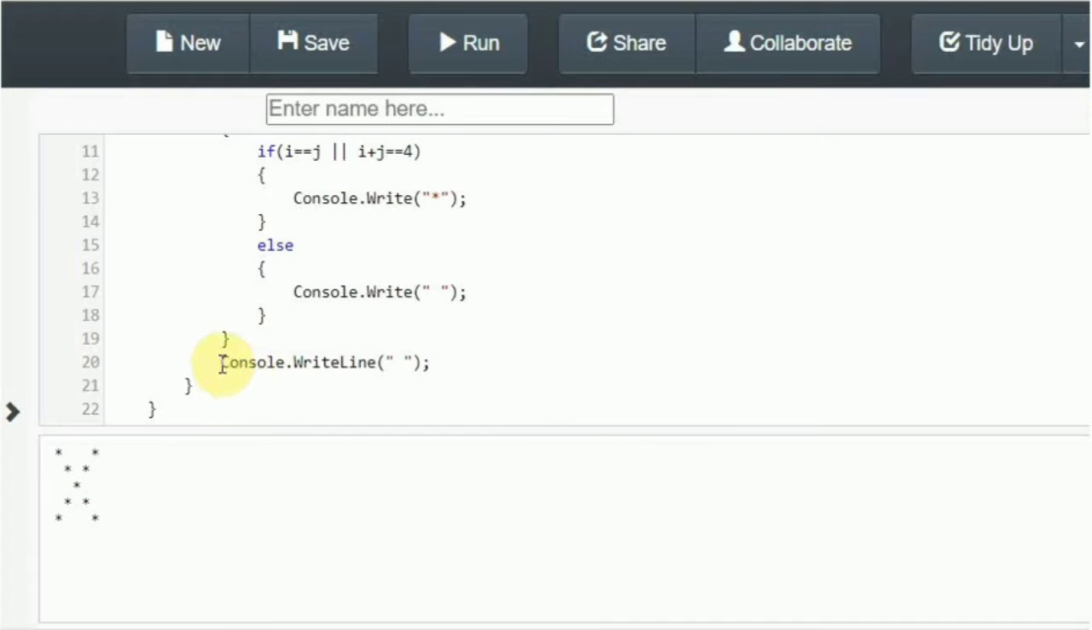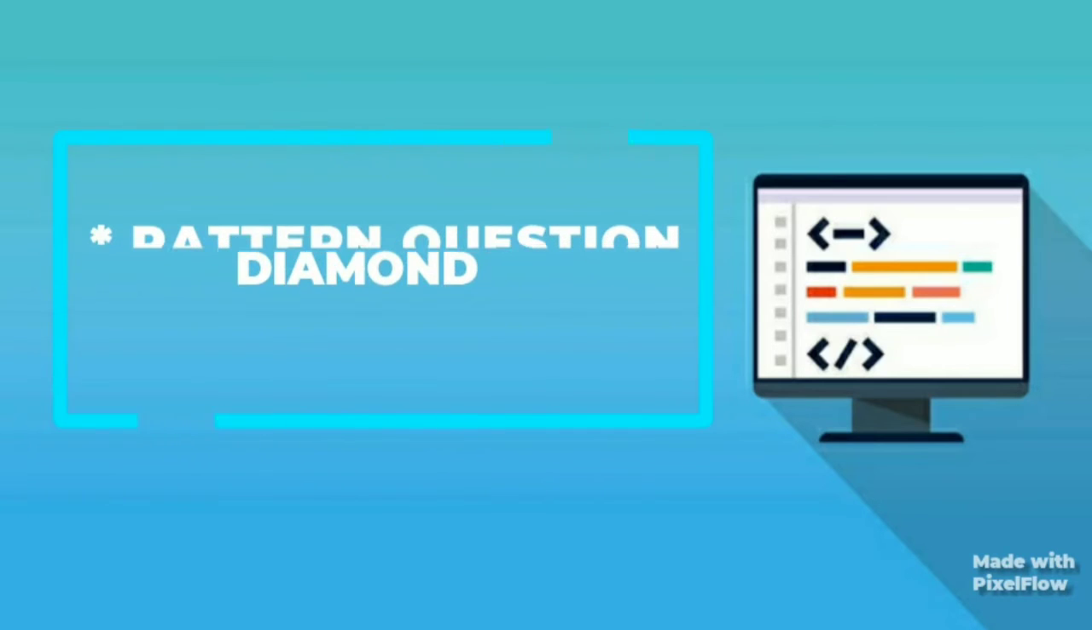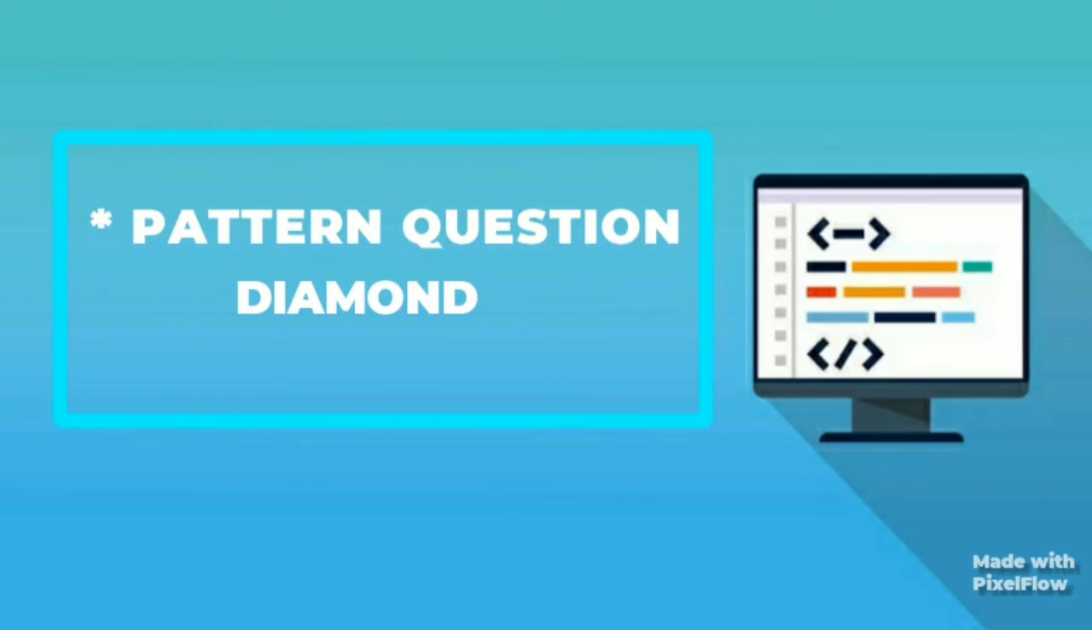We are done with the code. Let's run the code. Yeah, we are getting the output. If you want to check, let's remove this line and run this. Yeah, we are getting it without any line separation. Let's add that line separation and run it. Yeah, we are getting the correct output.